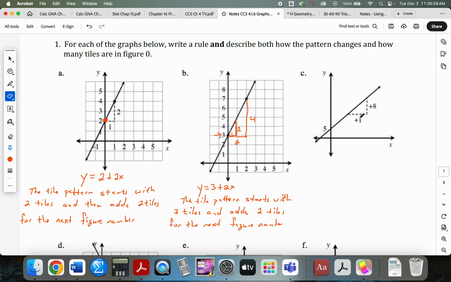This one shows exactly the same thing, but it doesn't show the grid. But it still works out the same way. Where do we start? We're starting at 5. Plus, every time I move to the right 1, how much am I going up? 8. So it's 5 plus 8x.